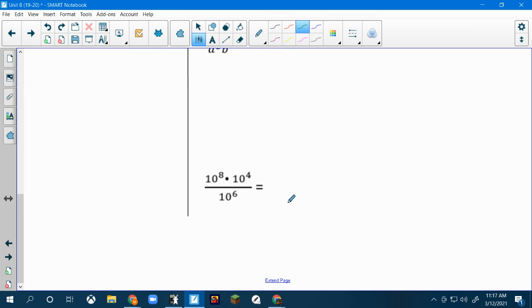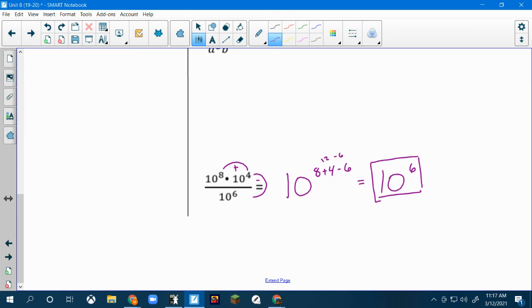Last example here. Again, we need to combine our like terms. Let's do it all in one big step like I did in the other example. 10, remember when we multiply our exponents here, we have to add them together. 8 plus 4, and then we know when we do division, we have to subtract 6. They all have the same base. That's why I can do that. If I didn't have the same base, I couldn't do that. That equals 10 to the 8 plus 4. What's 8 plus 4? That's 12. 12 minus 6 is 6. And that is your final answer in exponential form.